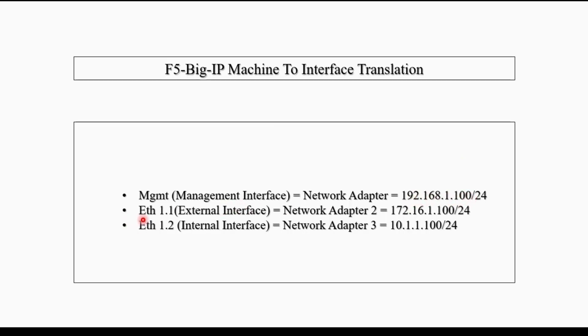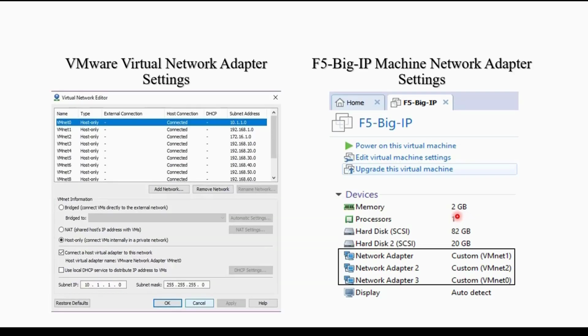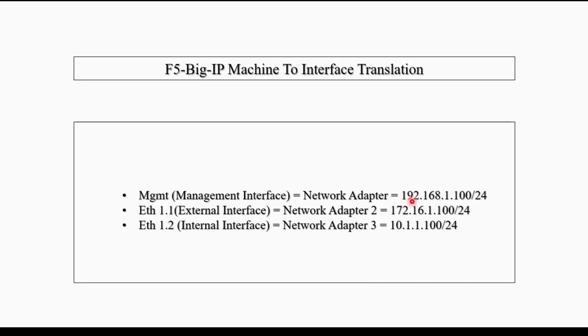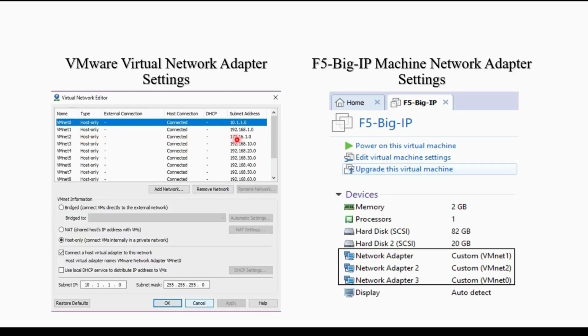Okay, and ETH 1.1 is an external interface. It is network adapter 2 and its IP address is 172.16.1.100/24. Network adapter 2 is connected to my VMware's VMnet 2, and its subnet is 172.16.1.0/24. So this is an IP from the same subnet of VMnet 2.